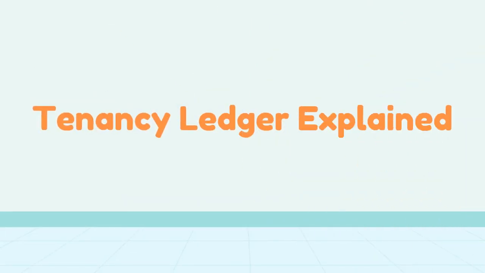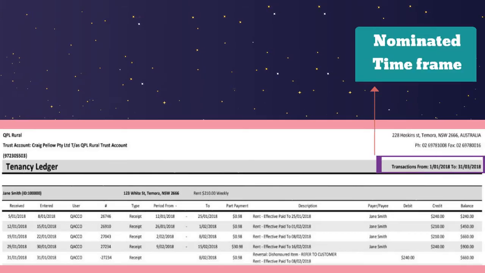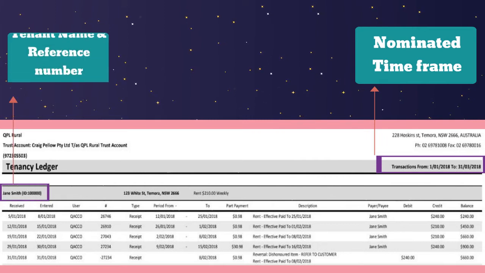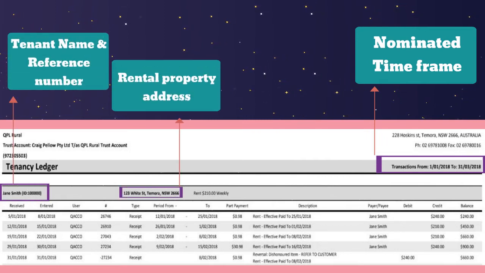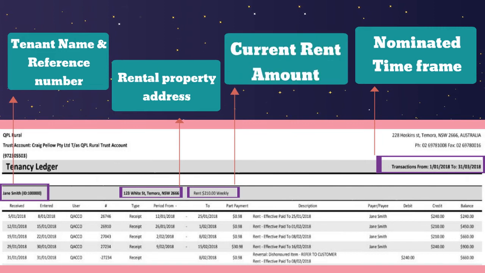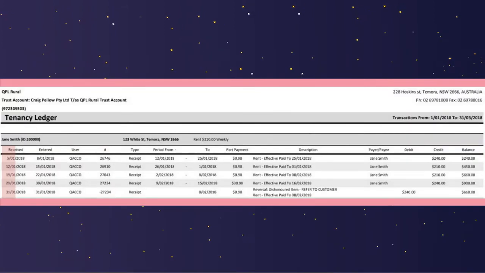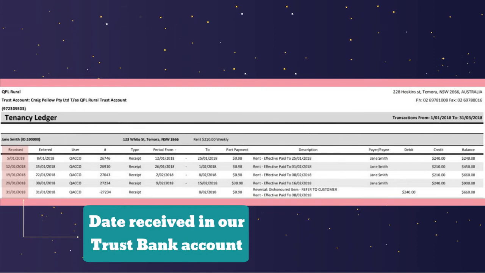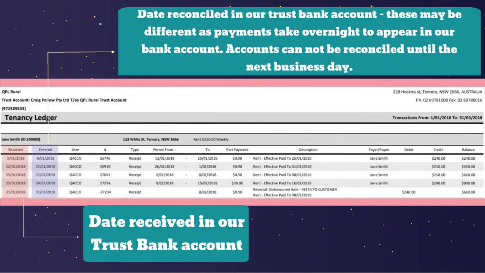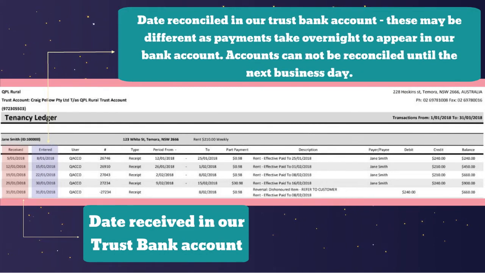Tenancy Ledger Explained, a breakdown of what is included in the Tenancy Ledger. Nominated time frame, tenant name and reference number, rental property address, current rent amount, date received in our trust bank account, date reconciled in our trust bank account. These may be different as payments take overnight to appear in our bank account. Accounts cannot be reconciled until the next business day.